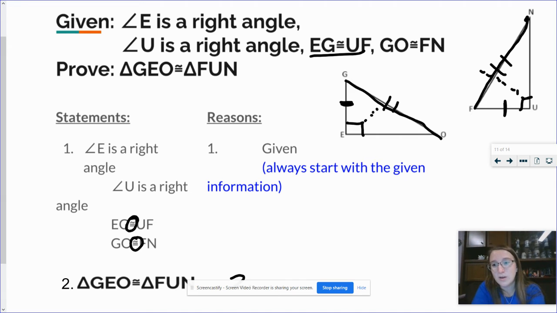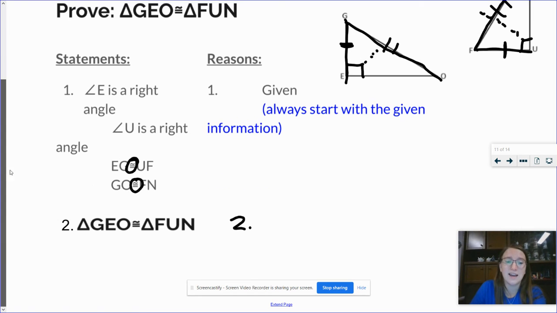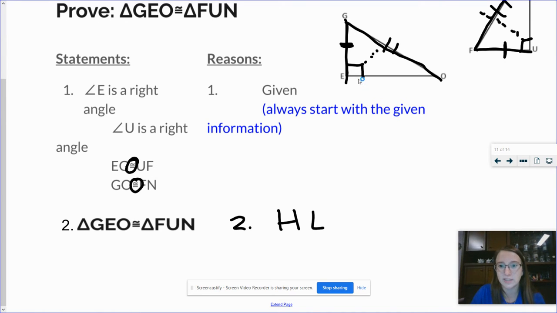We have that marked, as well as one more side. And since this is a right triangle, we can say that this is going to be by hypotenuse leg. We'll just say HL. The hypotenuse is the side across from the right angle. If we have a right triangle, but not the hypotenuse marked, it's not going to be HL, it'll be something else. And that's it. Even though we don't know all 3 sides and all 3 angles are congruent, this is enough information to prove they are the exact same thing.